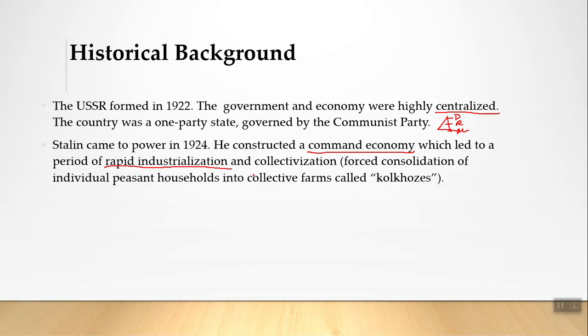So after World War I, because of the technology used in the war and other factors, many countries began to industrialize even more. Russia was a little bit behind, so they wanted to rapidly industrialize and push more people into factories and that kind of thing. There's also this idea of collectivization. Collectivization is the forced consolidation of households into collective farms.